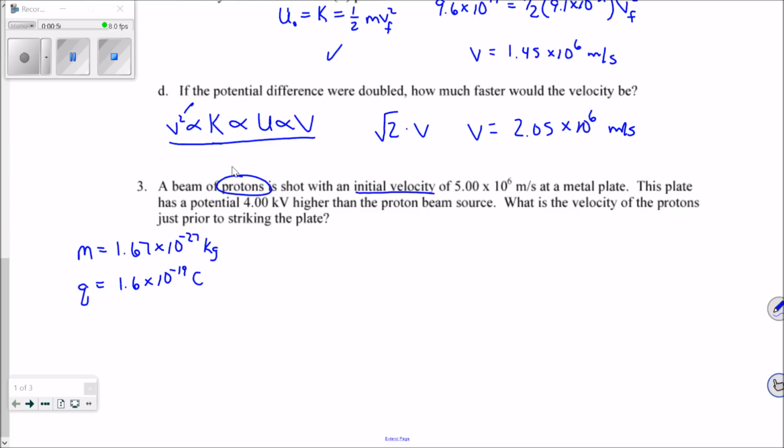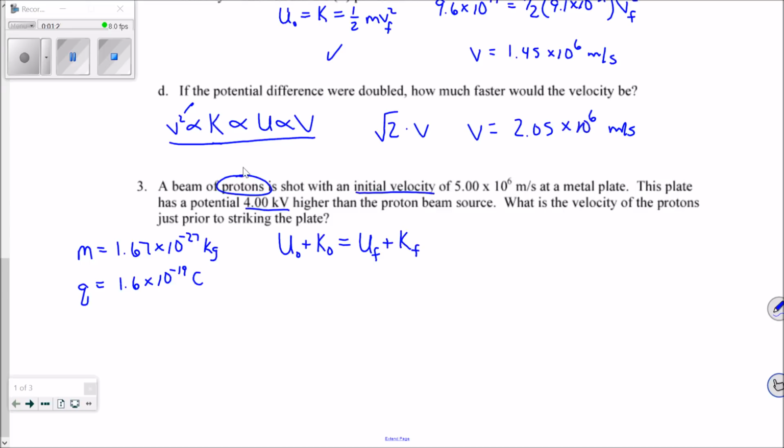It says this plate has the potential that is 4 kilovolts. That's 4,000 volts. And we're shooting it to a plate that has a higher potential than the beam itself. So we're going to a higher potential energy. So if I set up a conservation of energy equation, I have potential and kinetic at the beginning. I want to consider potential and kinetic at the end.